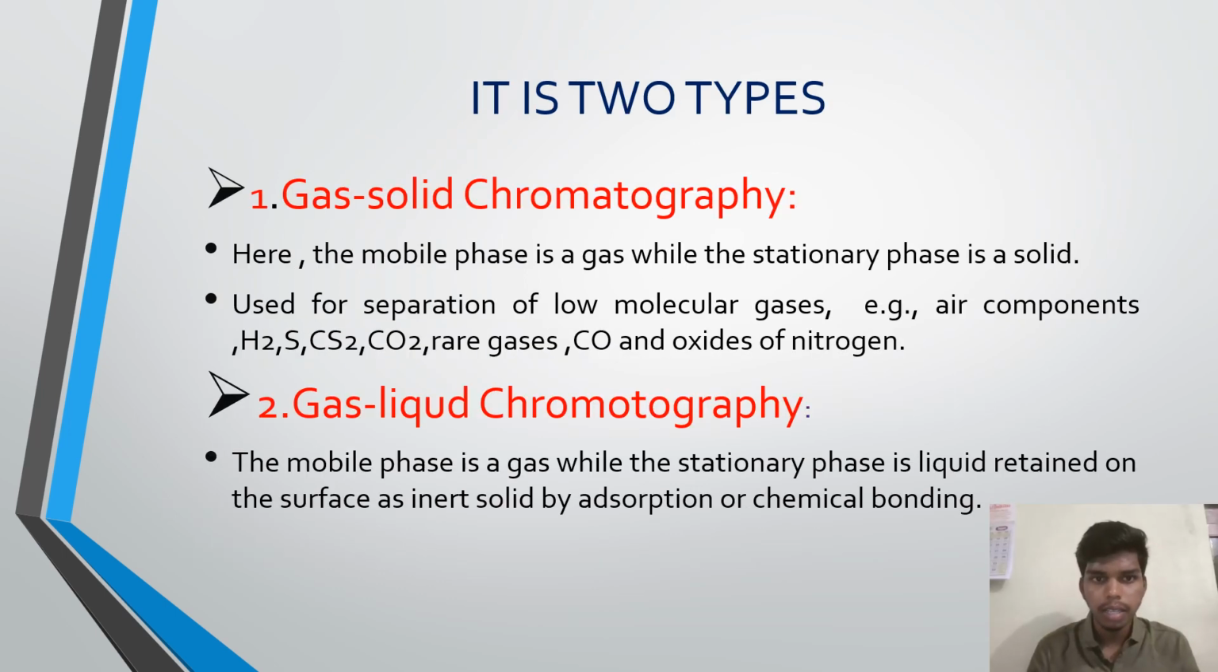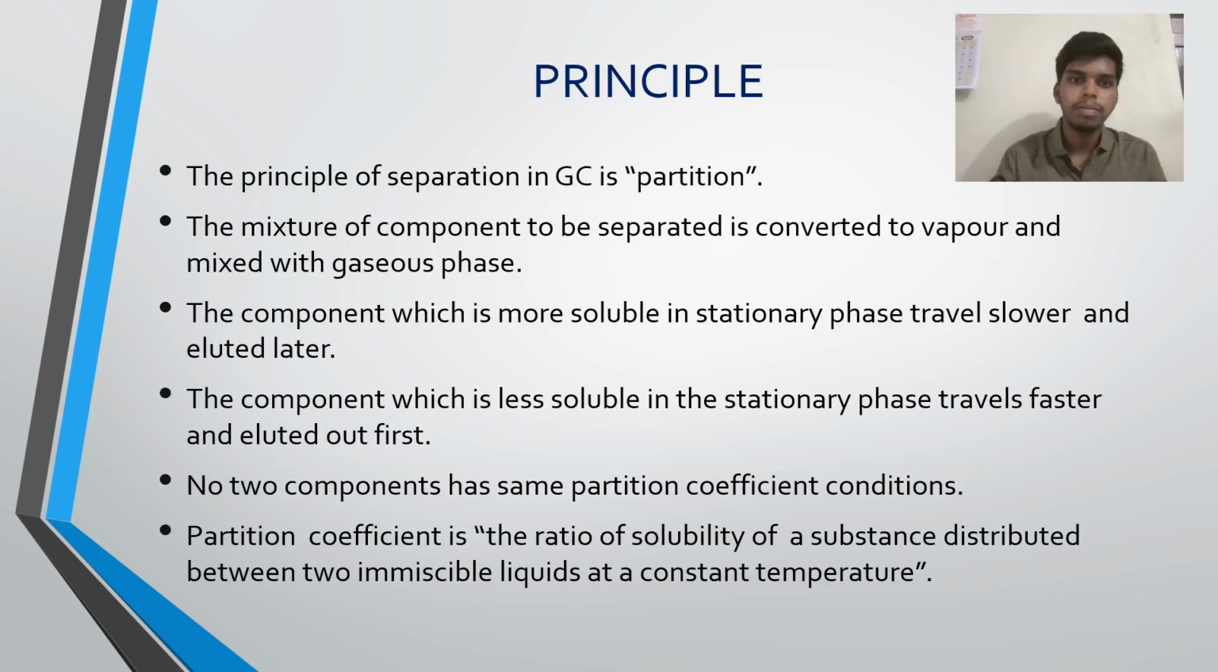It is of two types. Gas-solid chromatography: here, the mobile phase is a gas while the stationary phase is a solid, used for separation of low molecular weight gases. Example: air components, H2S, CS2, CO2, rare gases, CO and oxides of nitrogen. Gas-liquid chromatography: the mobile phase is gas while the stationary phase is liquid, retained on the surface of an inert solid by adsorption or chemical bonding.